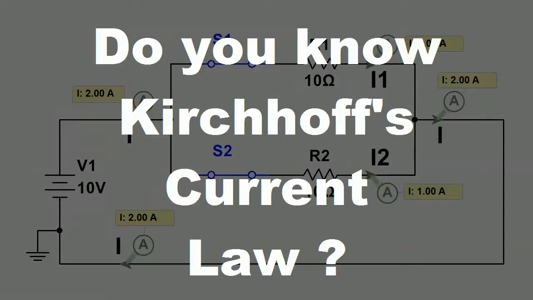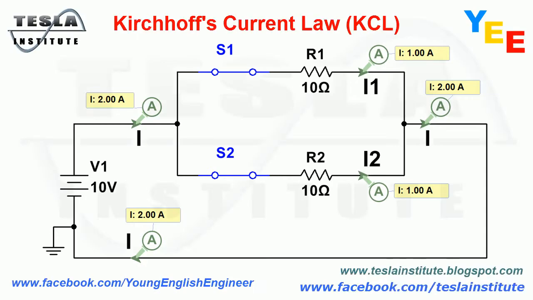Kirchhoff's current law, KCL. Current flow in circuits is produced when charge carriers travel through conductors. Current is defined as the rate at which this charge is carried through the circuit. A fundamental concept in physics is that charge will always be conserved.